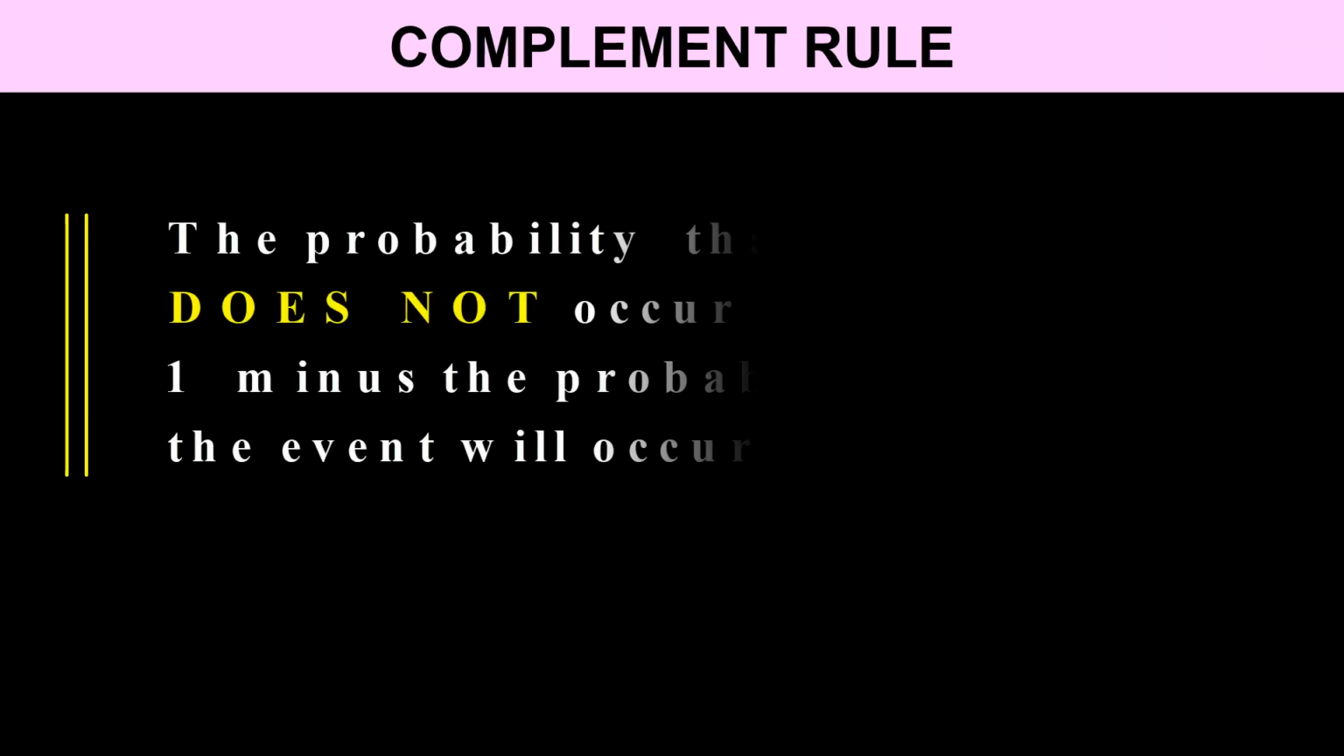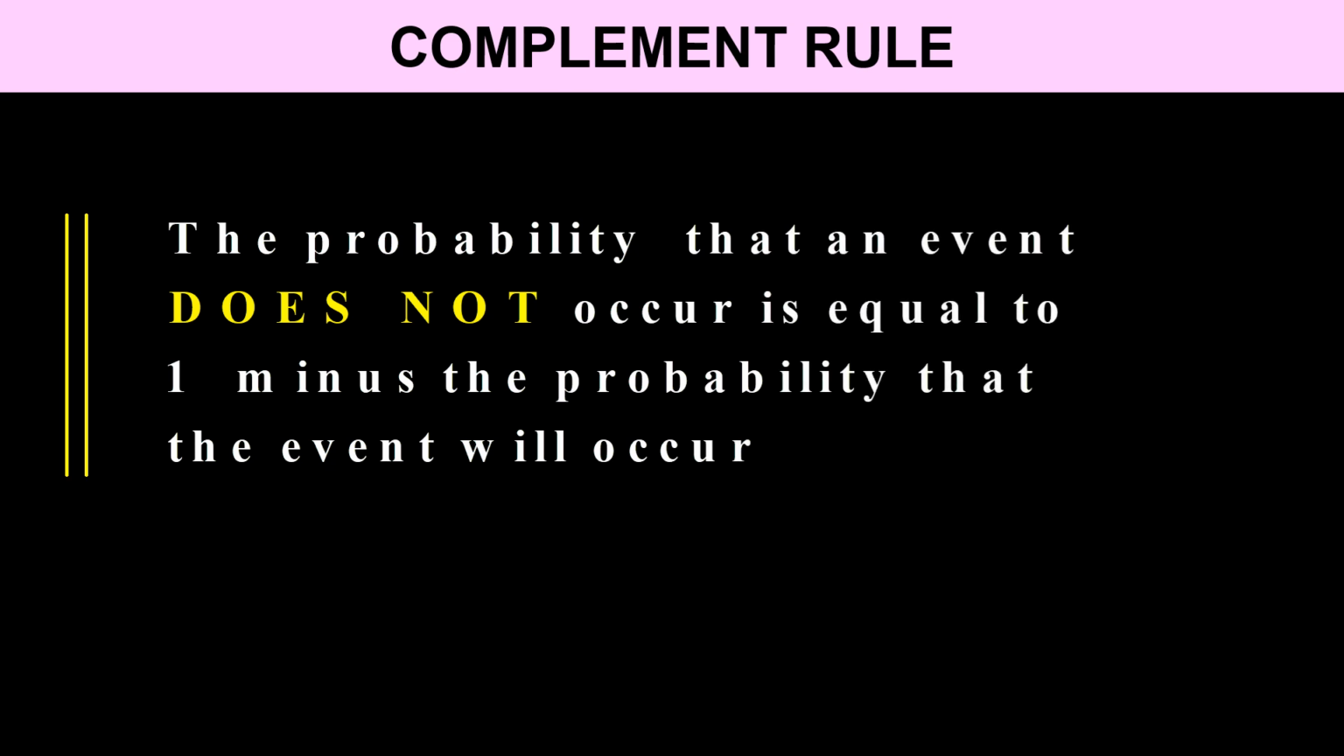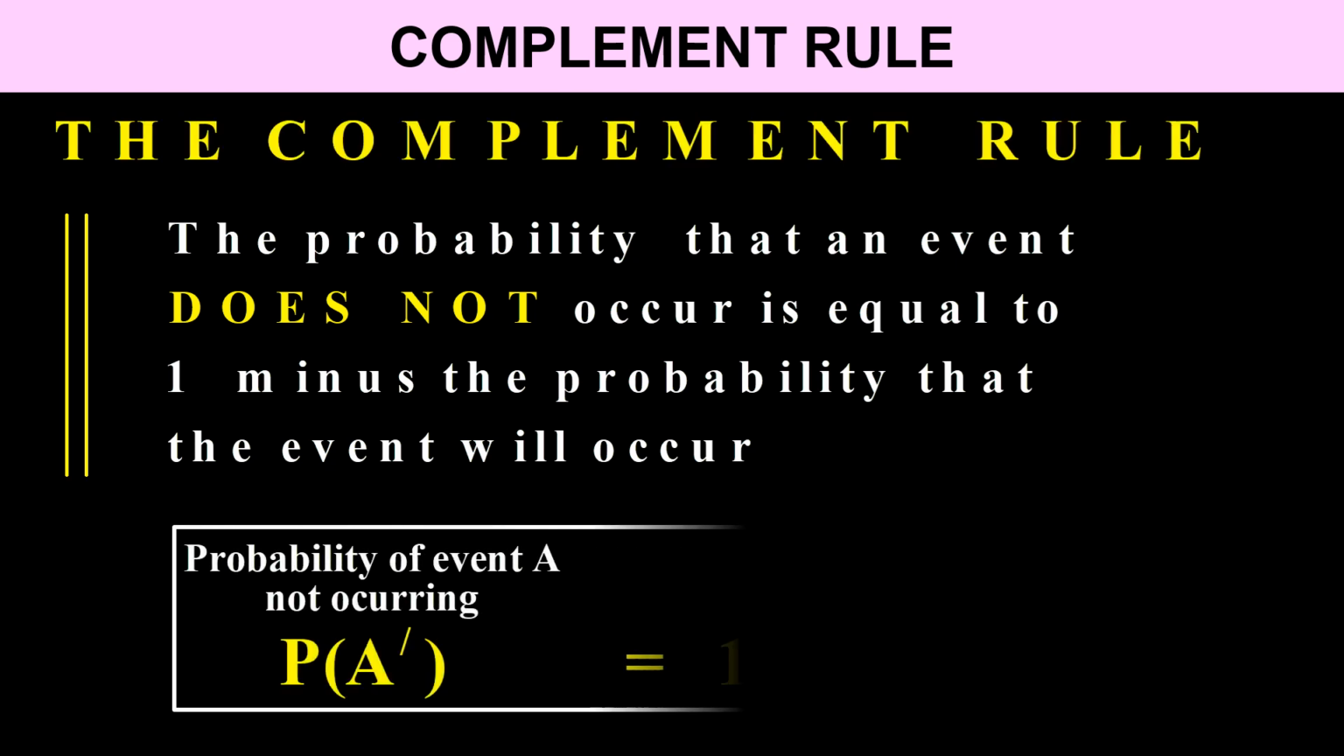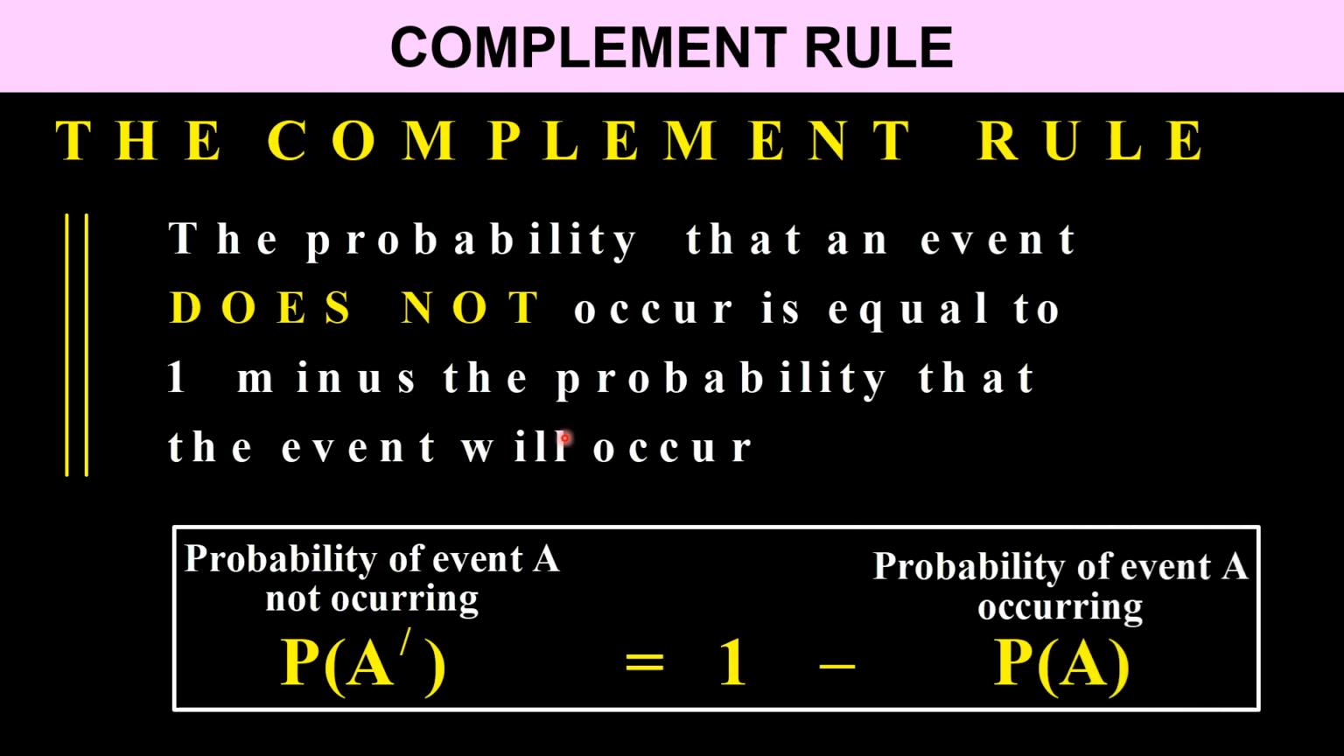Now let's consider another rule here: the complement rule. The probability that an event does not occur. If you want to find the probability of an event that does not occur, it will be equal to 1 minus the probability that the event will occur. So then we can express this here. The probability of an event not occurring, we can write as probability of A prime, or you can even say probability of A's complement. There are different ways to write it. Sometimes you can even put a little bar over A, but generally we say probability of A prime.